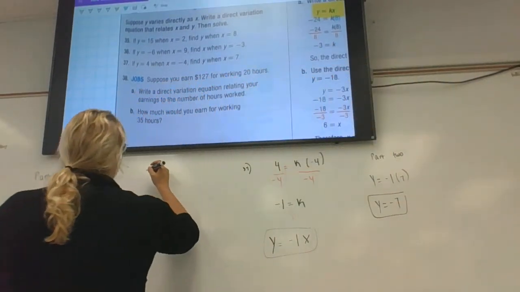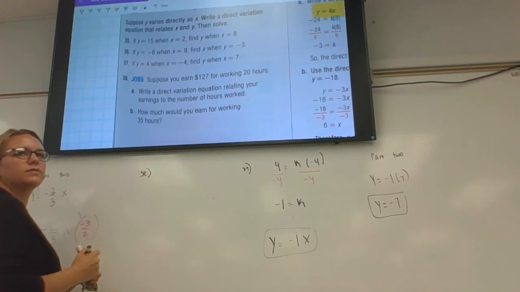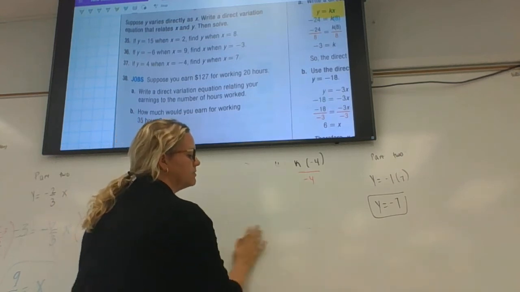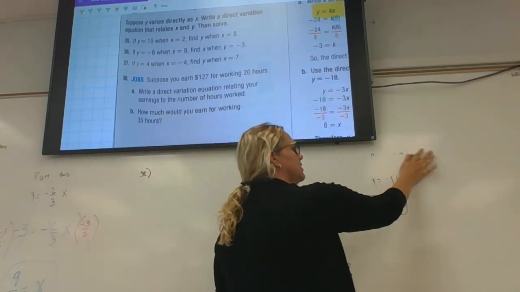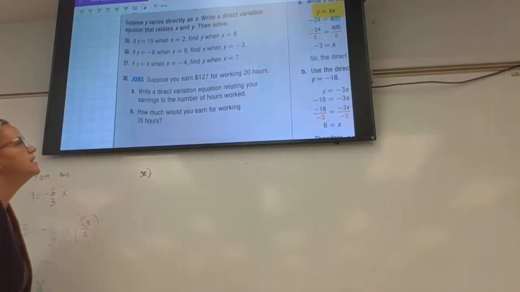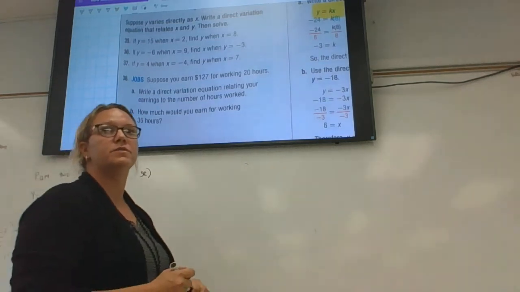So this is actually calculating an hourly rate. Let's see how much this person makes per hour, and you guys let me know if you think that's a good hourly wage. Okay, it says suppose you earned $127 for working 20 hours. Write an equation relating the earnings to the number of hours you worked.